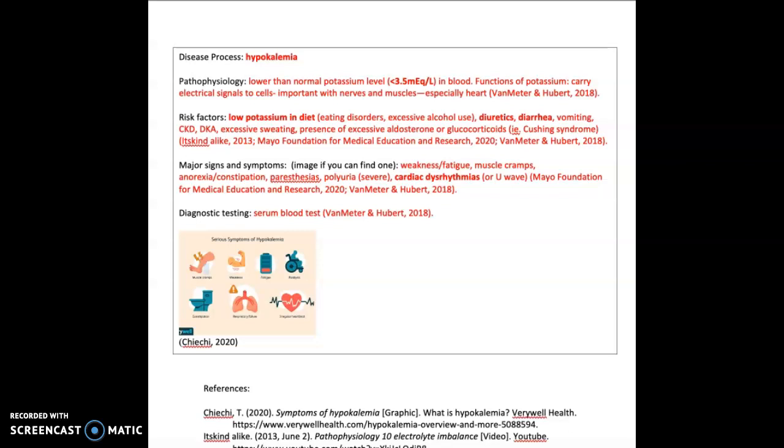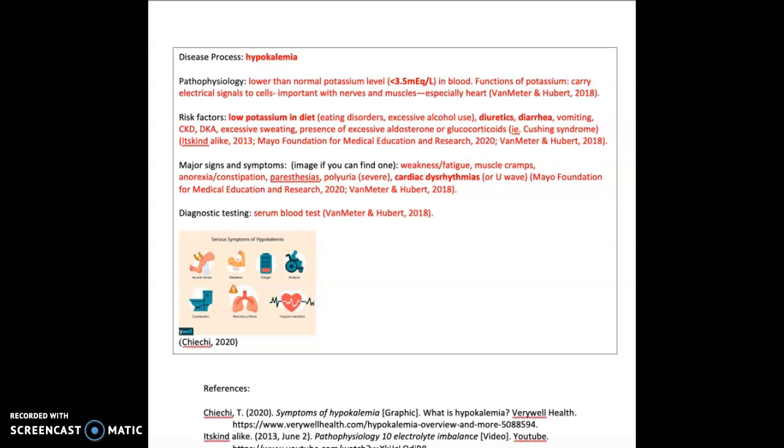Some causes of hypokalemia include a low intake of potassium in the diet, and this may happen with eating disorders or excessive alcohol use. Diuretics, which are prescribed for patients with heart disease, for example. Diarrhea and vomiting due to excessive losses of potassium. Chronic kidney disease and diabetic ketoacidosis, which is treated with insulin. And the presence of higher levels of aldosterone or glucocorticoids, as in Cushing's syndrome.